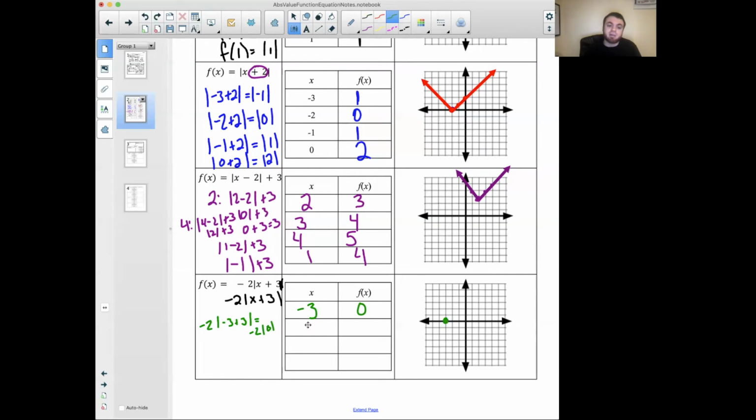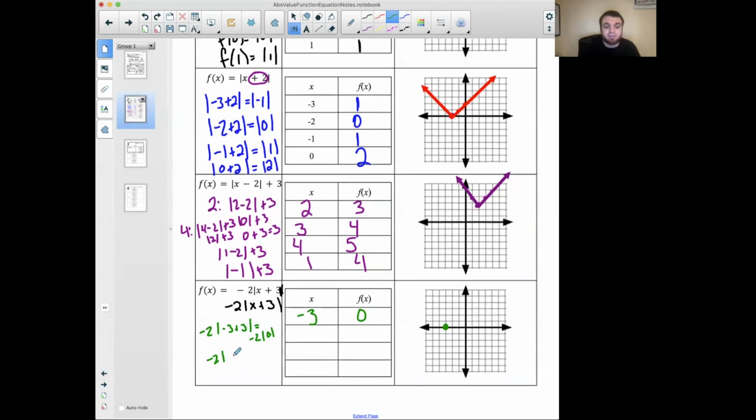Okay, then I'm going to plug in... You don't want to plug in a number that's too big. So I want to make the bars equal to 1, right? 1's a nice small number. So what's going to make the bars equal to 1? I could plug in -4. I've got to be really careful. So -4 plus 3 gives me -1. What's the absolute value of -1? It's 1. And -2 times 1 is -2.